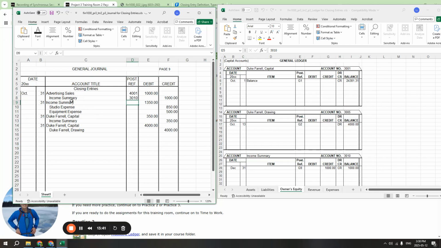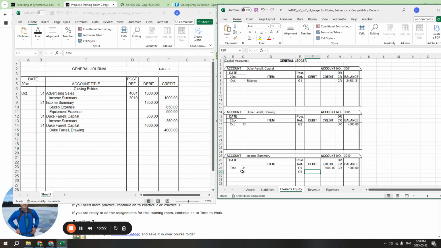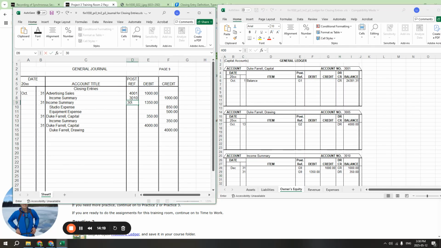Okay. Next, income summary. We're going to debit it for $1,350. So 31st, again, page G9 of our journal, debit of $1,350. And now we need to do some math, right? We had a credit balance of $1,000. We're going to add a debit of $1,350. So now our new balance is $350 to the debit side. This is like integers and math, right? Adding and subtracting negative numbers. So this was on account 3010.